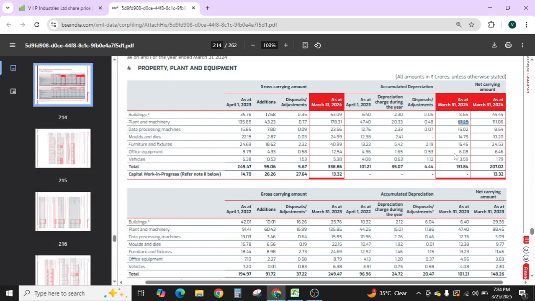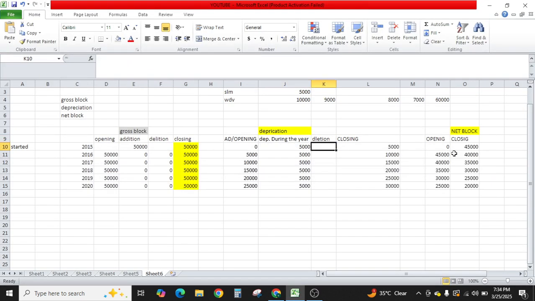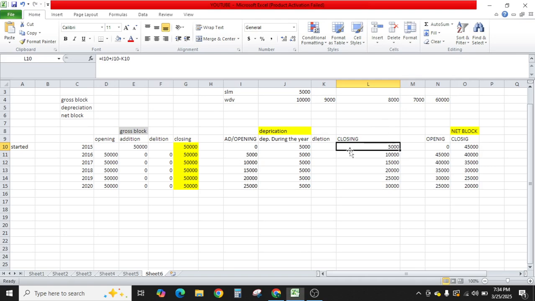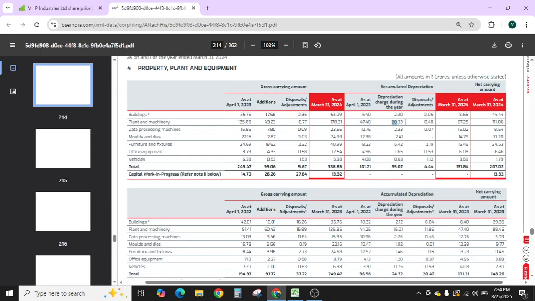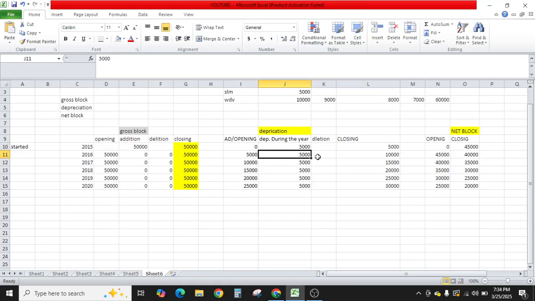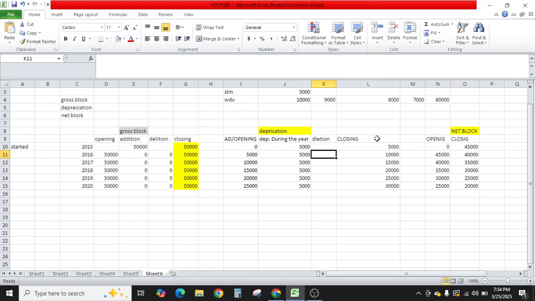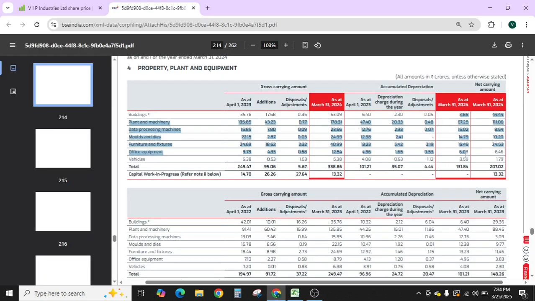67.25, which we have done in our example, which is this addition, accumulated depreciation. If here we see, it is 47.40 plus depreciation during the year minus disposal, which will lead to closing accumulated depreciation, which is this.